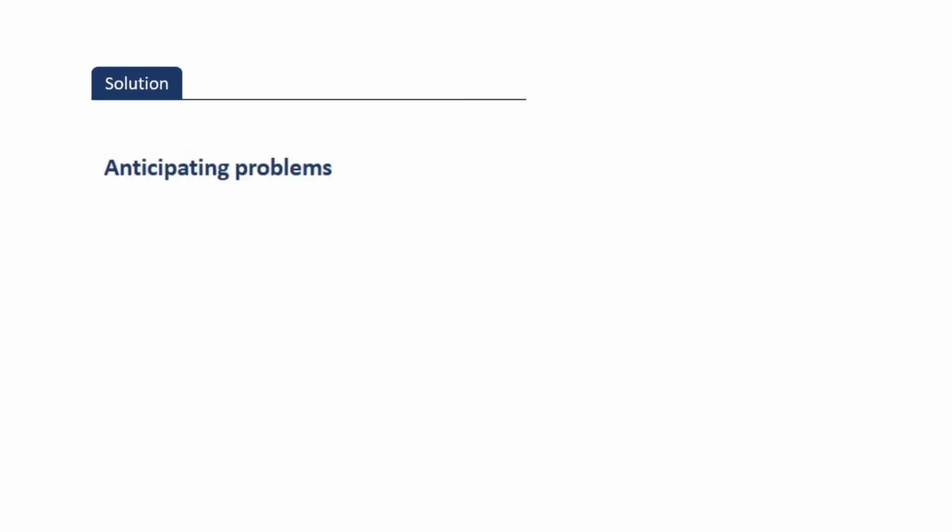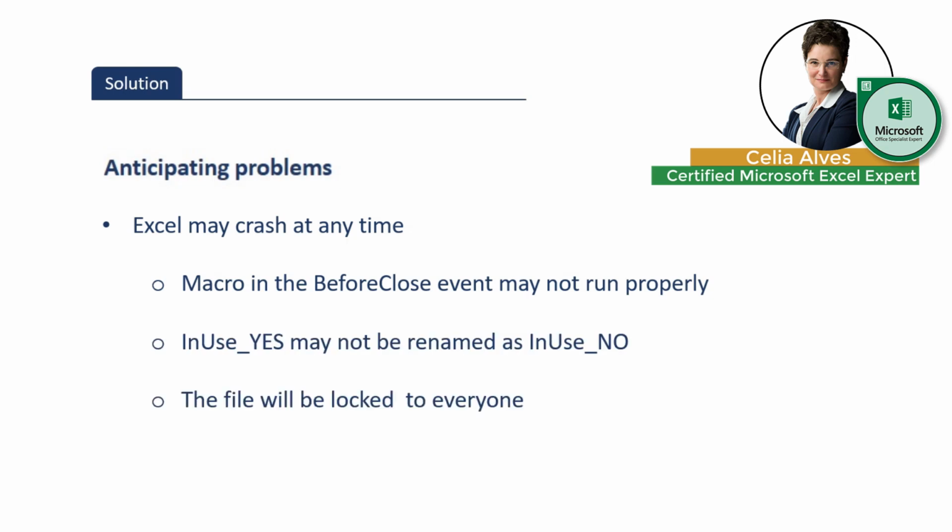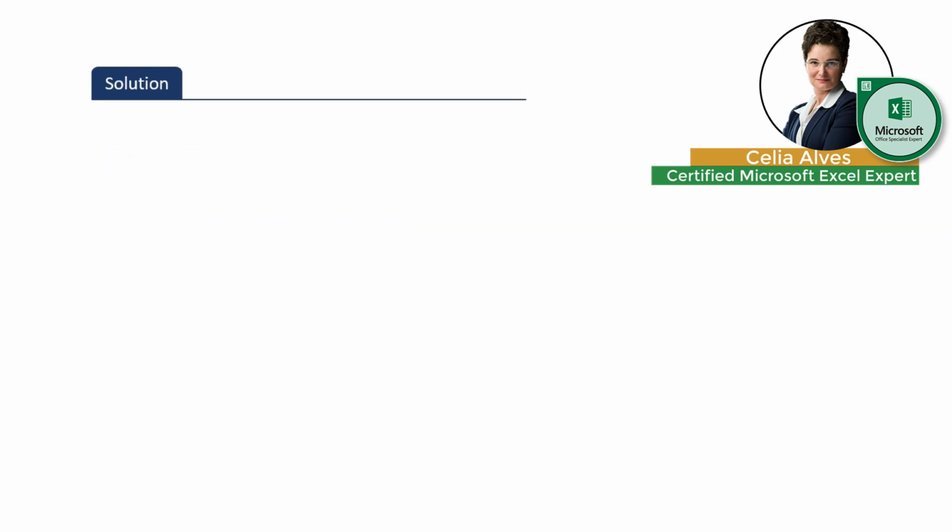Just one last note about this solution, anticipating some problems that may happen. As we all know, Excel may crash at any time. Who doesn't love that? So if that happens, the macro in the BeforeClose event may not run properly. In that case, the file inuse_yes may not be renamed as inuse_no, which means that any user coming to open the file again will be kicked out of the file, and the file will be locked to everyone. So what to do in a situation like this?